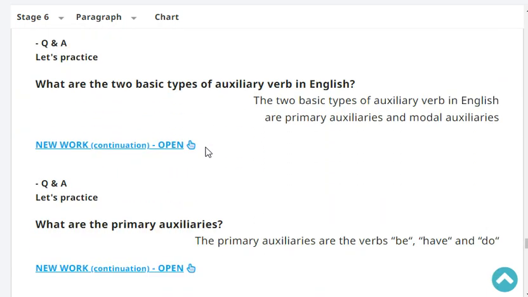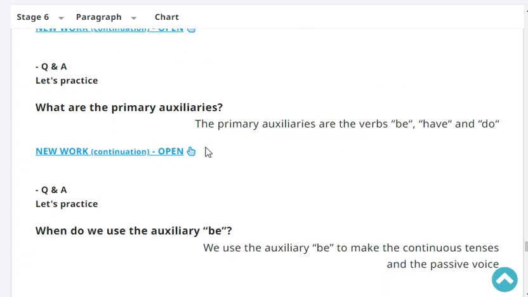Okay, next. What are the two basic types of auxiliary verb in English? The two basic types of auxiliary verb in English are primary auxiliaries and modal auxiliaries. What are the primary auxiliaries? The primary auxiliary verbs are be, have, and do. Very good.